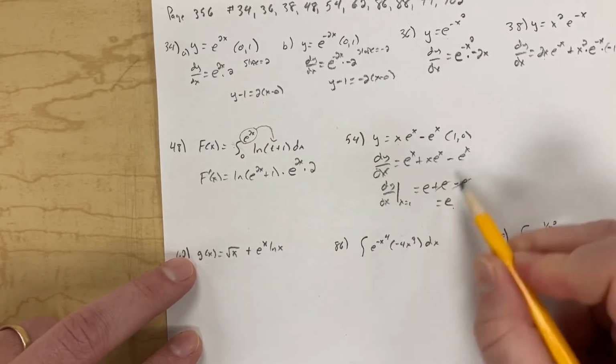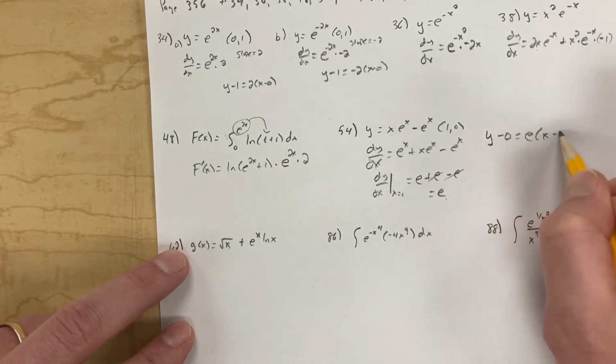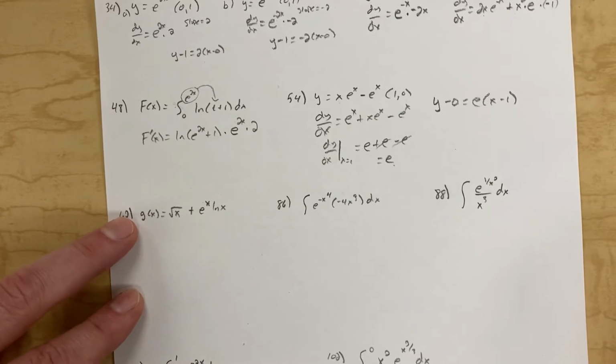That's our slope. This is our point. So y minus 0 equals e times x minus 1. There's our equation of our tangent.